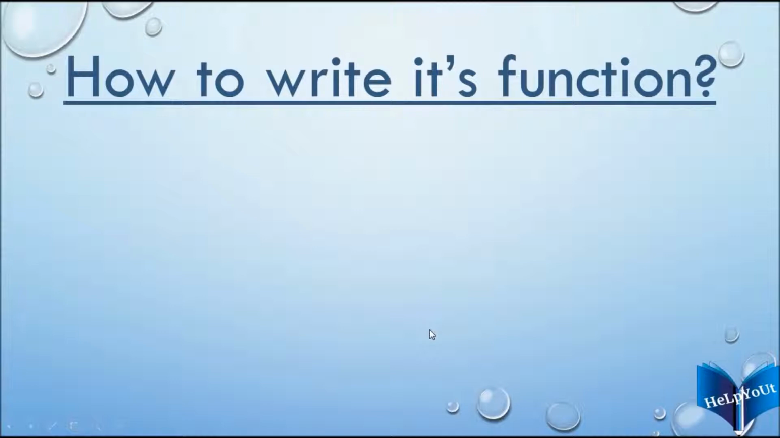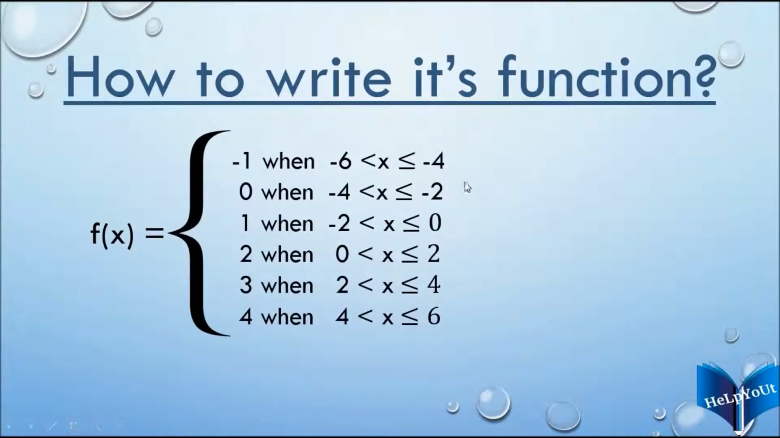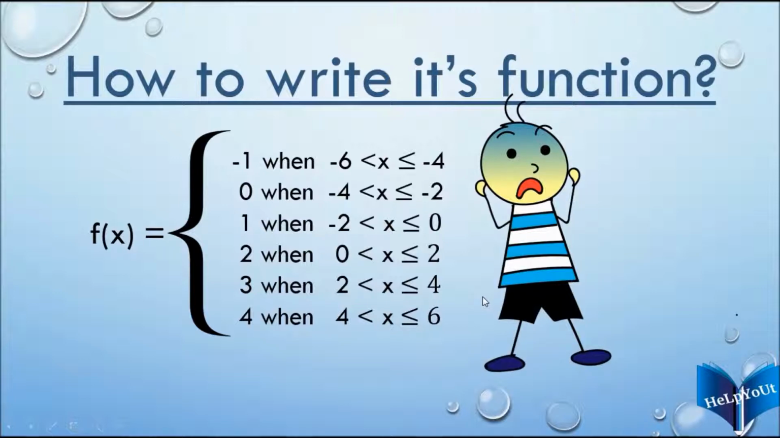So how to write its function? Let's look at an example. For example, f(x) equals -1 when x is between -6 to -4, then 0 between -4 to -2, and so on. See, I have assumed constant values for this part because in every interval the y value has to be constant. Here for -1 the interval was -6 to -4, then for 0 it was -4 to -2, and so on. It looks pretty complicated, right?